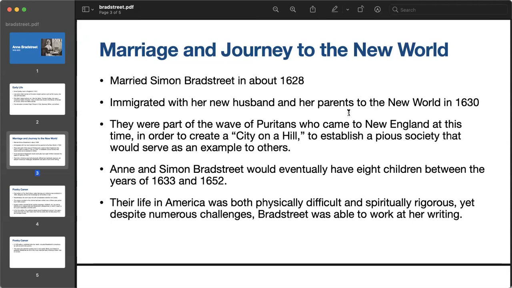Again, you've learned about some of the perspectives and some of the practices of the Puritans, and the Bradstreets were no exception. They embraced this life of rigor, this life of hard work. And yet, despite the challenges of this life, despite the fact that she was raising 8 children, and despite the fact that her husband was often away on business, often traveling, she was still able to work at her writing. She was still able to produce some of the most remarkable poetry of this period.